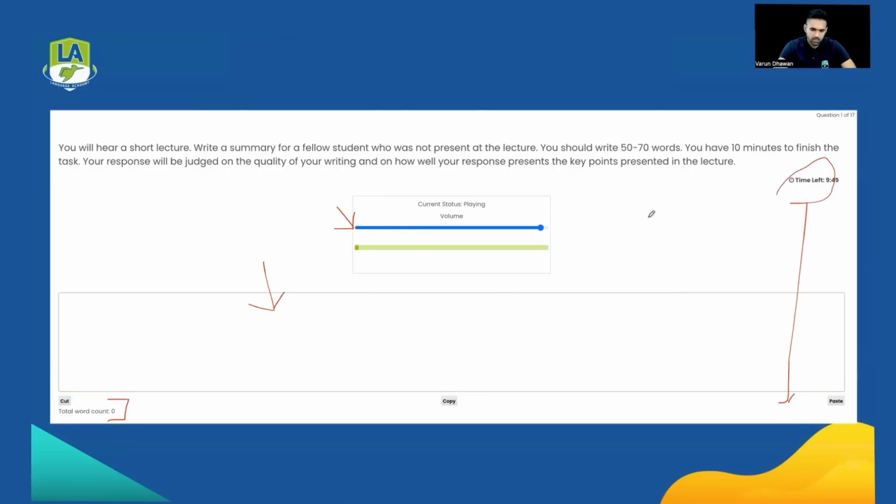Now remember, you're given 10 minutes for one Summarize Spoken Text, which includes the audio time as well. So if the audio is around 90 seconds, you only have 8.5 minutes to type your answer. You should be very clear: the 10 minutes are not only for typing your answer, they include the time of the audio as well.